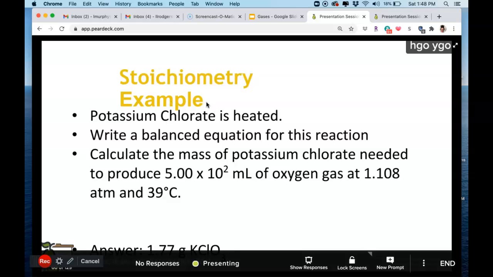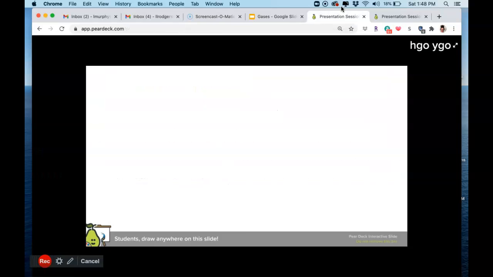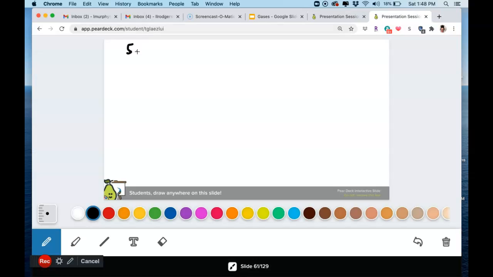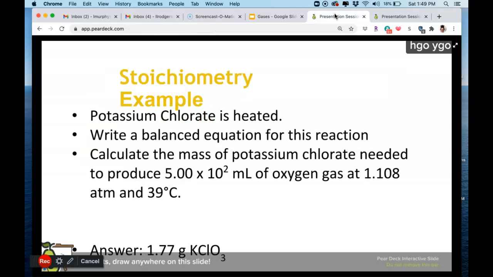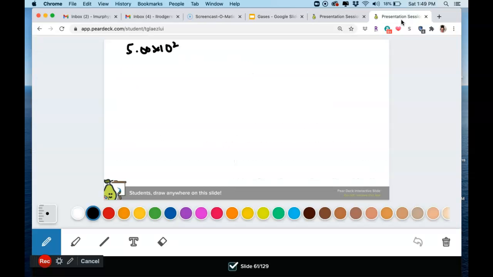All right, potassium chlorate is heated. Now, we've done this reaction before. 5 times 10 to the second milliliters, and 1.108 atmospheres and 39 degrees Celsius.